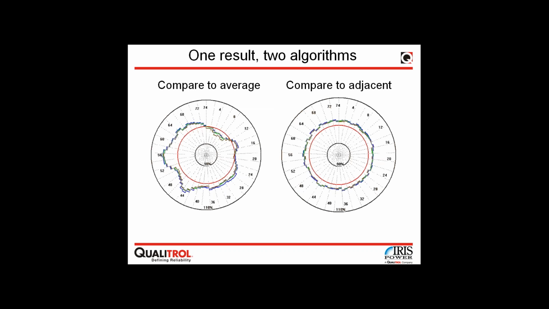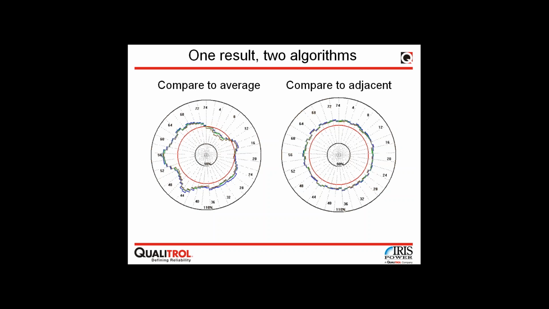So this is a machine with 74 poles, which experienced a high degree of vibrations once electromagnetic forces are present. We compared results on the left and right, and we came to the conclusion that looking at the results on the left, which is a comparison of every pole to the average reading of all poles, the shape of the rotor is not very good because some poles are much closer to the stator than the other ones.